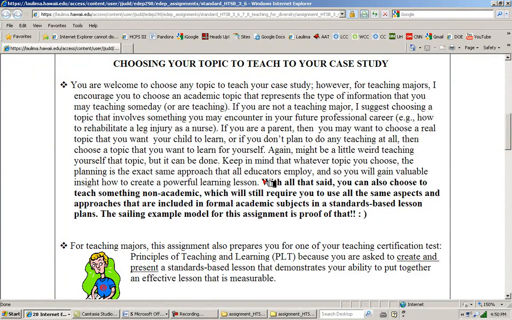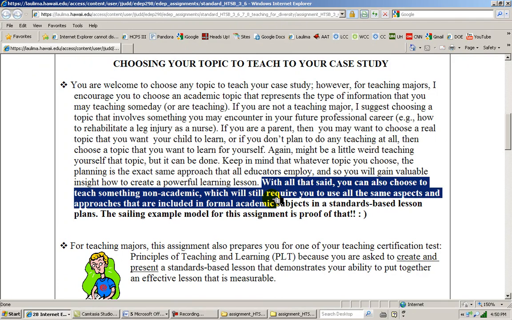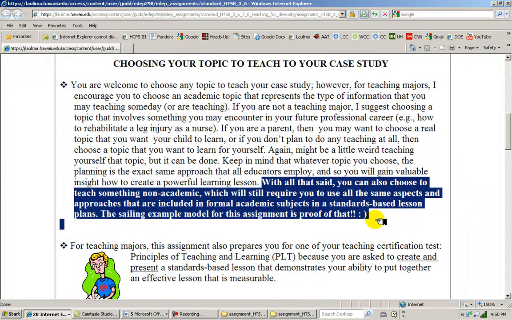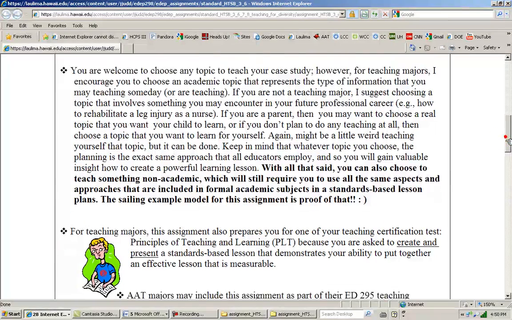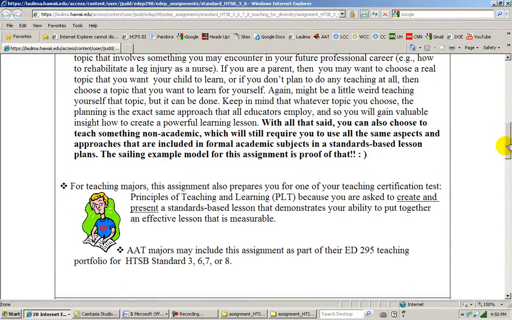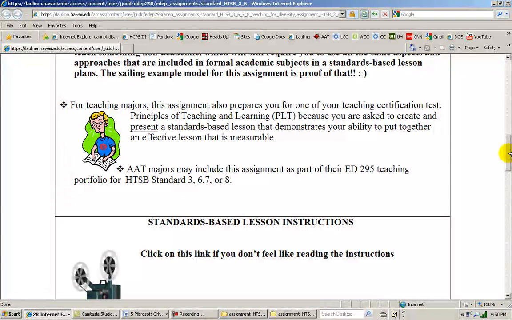But with all that said, you can also choose something to teach non-academic. And this is okay because it still requires you to use all the same aspects and approaches that we would include in a normal lesson plan. So for example, we have a model that I did for sailing. And so when you read that, you'll see that there's a difference. It really depends on what interests you and your case study have.